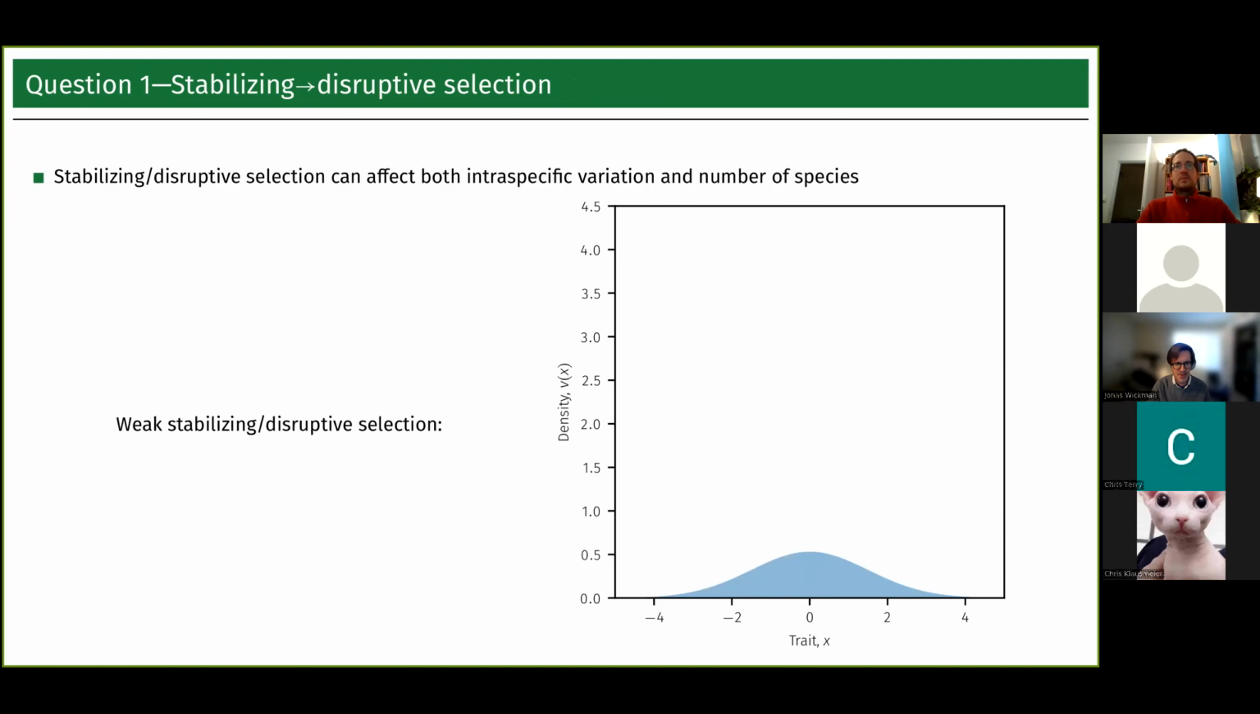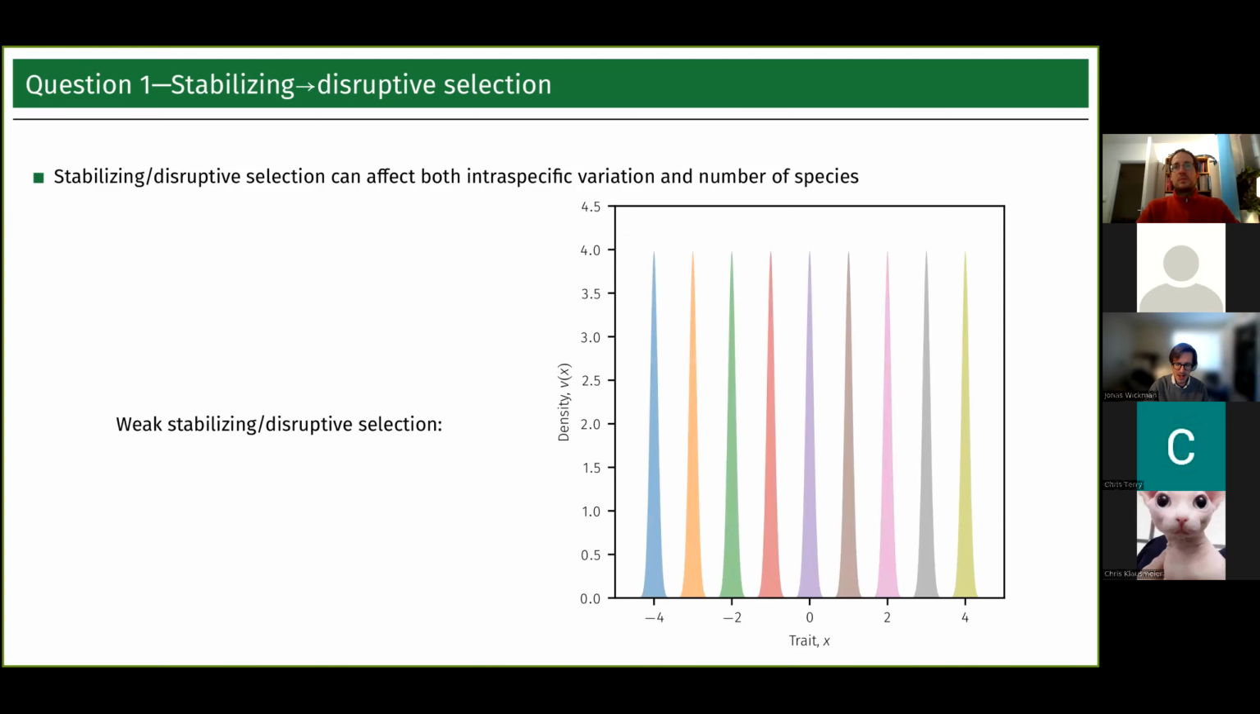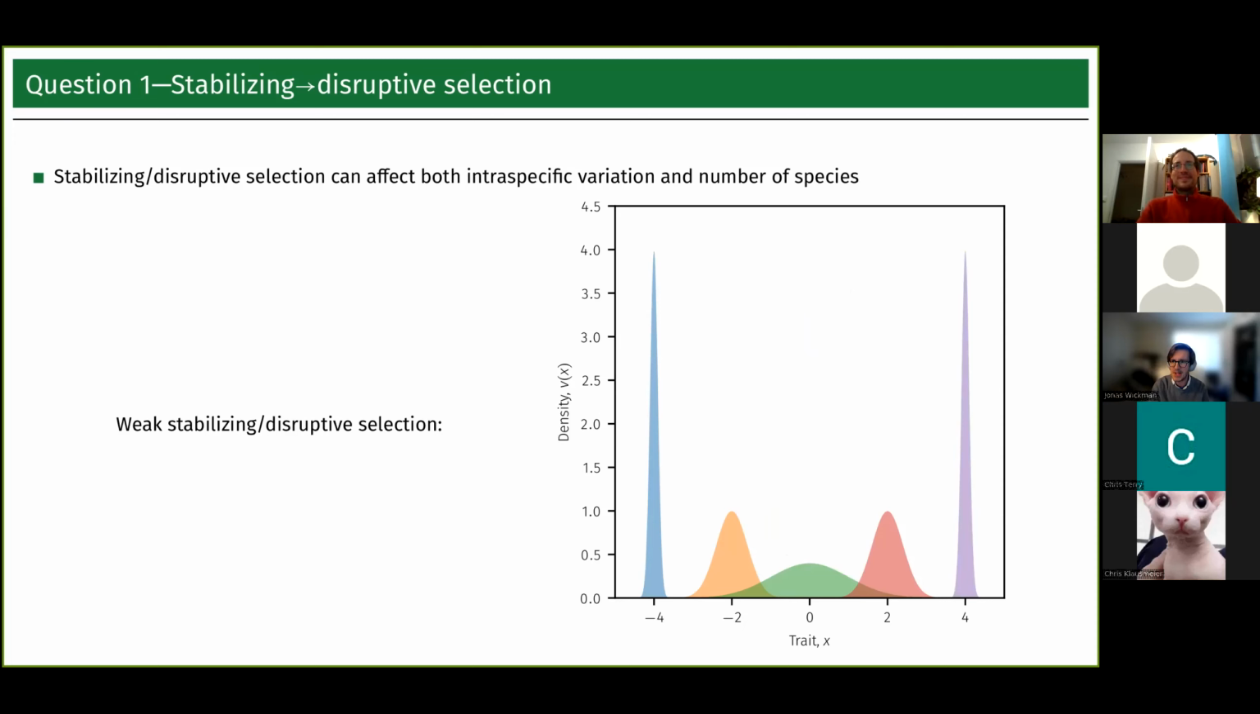But under different conditions where selection is not strongly stabilizing, we could imagine that we either get something like this, one very wide trait distribution, or we could imagine that we can cram a bunch of species into the same environment, where each species has a very narrow trait distribution. Or, of course, some combination of these two outcomes, which is probably the most realistic.